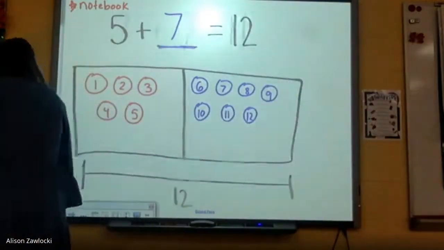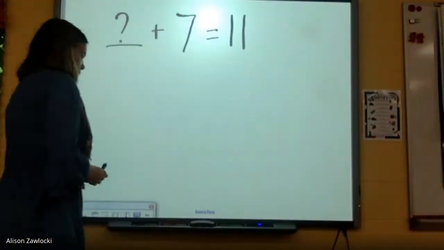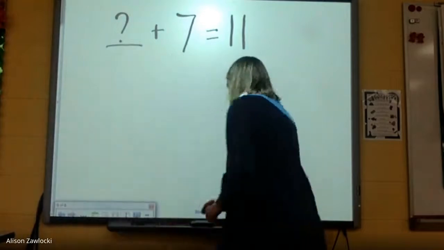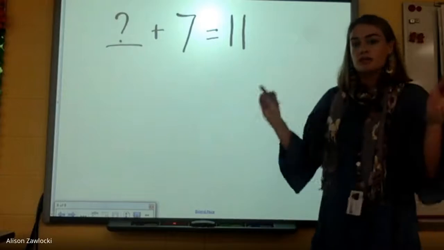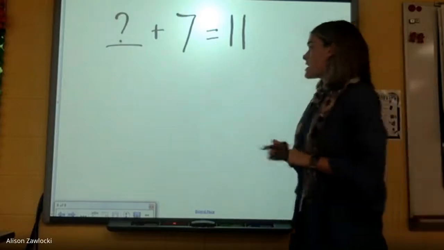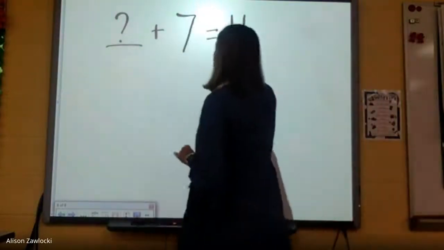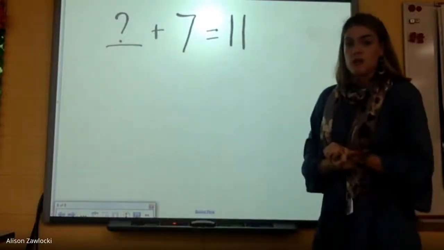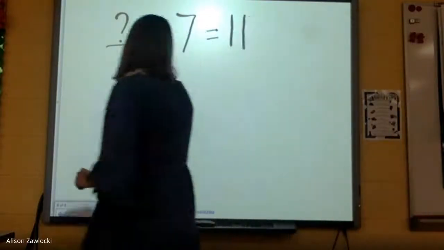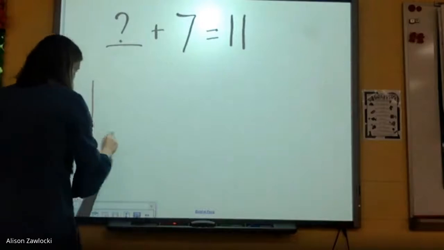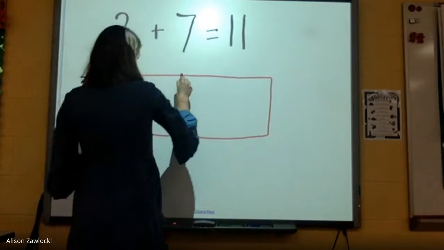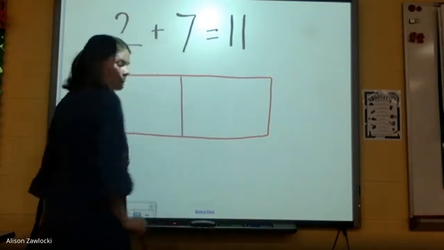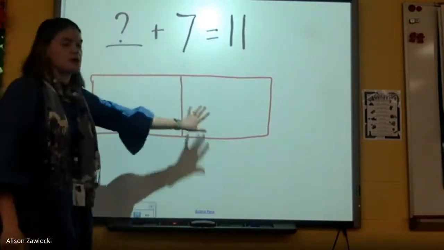Now let's do another together. We are going to draw our chart, okay? So I'm going to teach you how to draw this, and we're going to do it all together. So I want you to go ahead and write blank plus 7 equals 11 at the top of your paper. Then we're going to draw our chart together. So you're going to draw a big rectangle, just like this, and you're going to put a line down the middle, okay? So we have our 2 parts here.